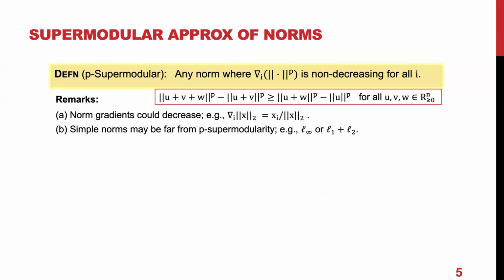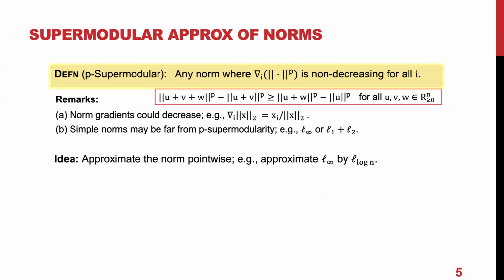Okay, so then one might wonder why this property is so interesting. The reason is that although norms may not be supermodular, you can often approximate them pointwise within some constant factor or some small approximation factor with a norm which is p supermodular for a small value of p. We'll be interested in p being roughly logarithmic. The simplest example is L infinity approximated by L log n, within a constant factor, and this is now log n supermodular.